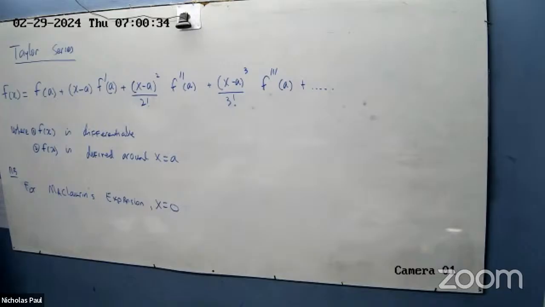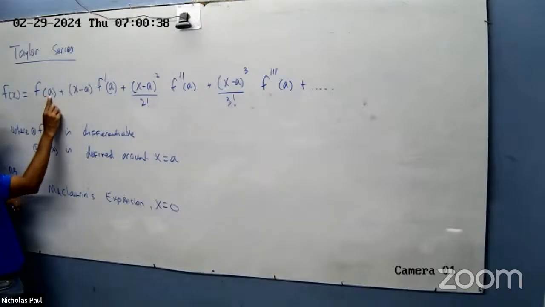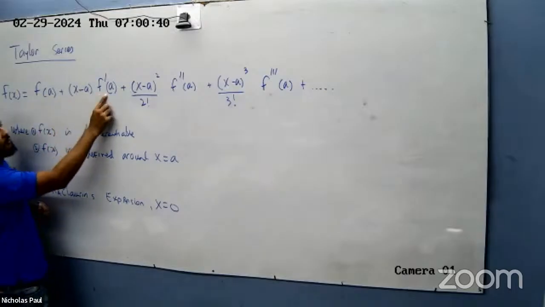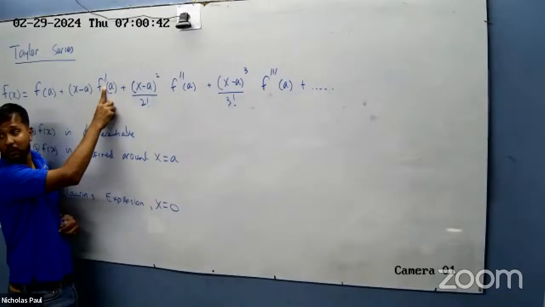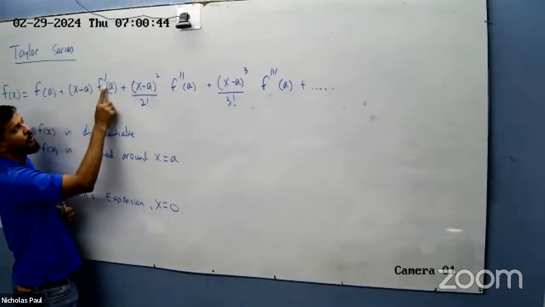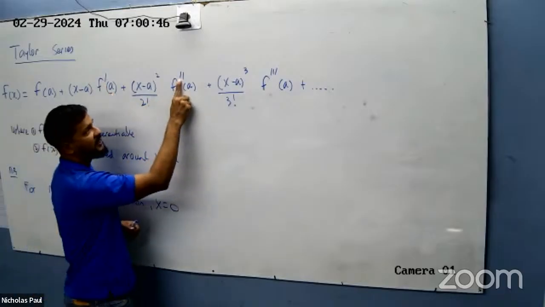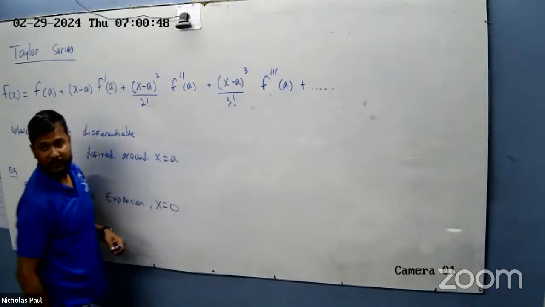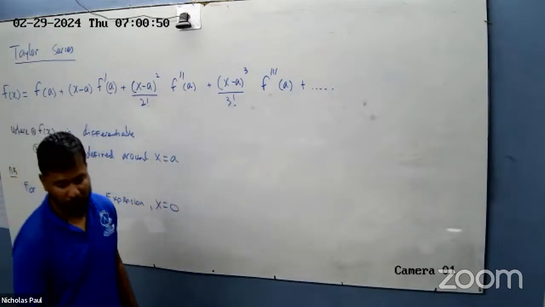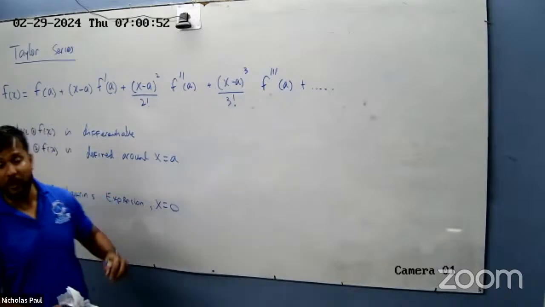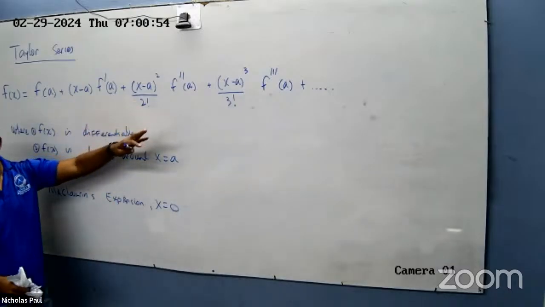Once you know this, please remember that all you're doing here is putting A in f of x. This is the first differential, and you're plugging in A. This is the second differential, I'm plugging in A. Those prime signs are just differentials.